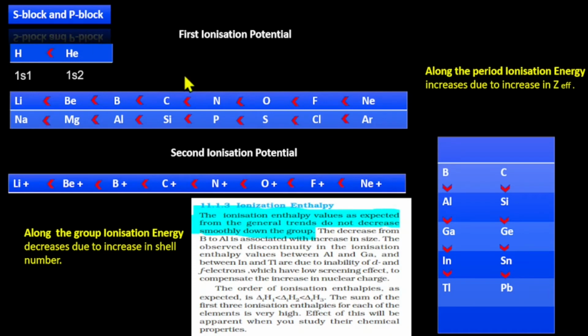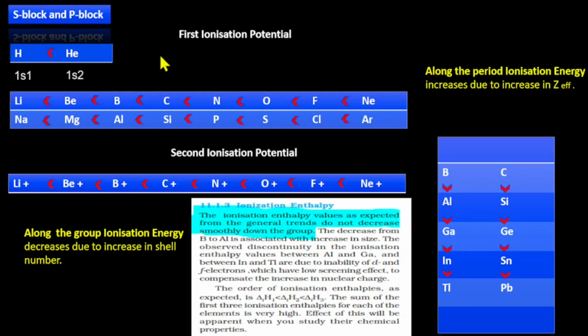Now we will talk about ionization potential. First ionization potential for S and P block along the period and along the group. So for first ionization potential, along the period ionization energy increases due to increase in Z effective. I had told you that Z effective increases along the period.